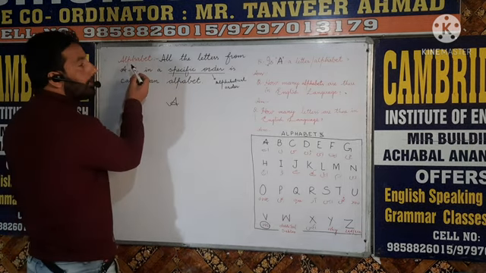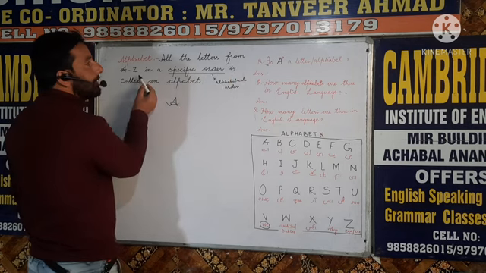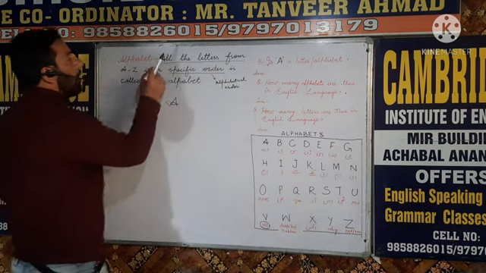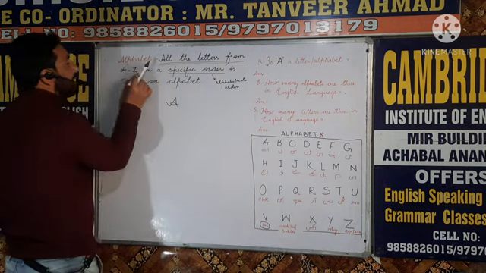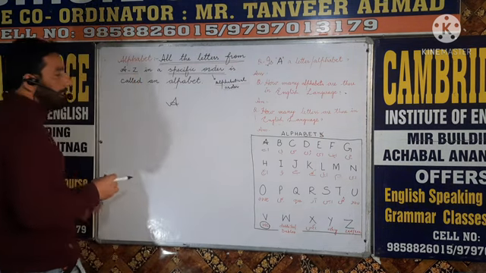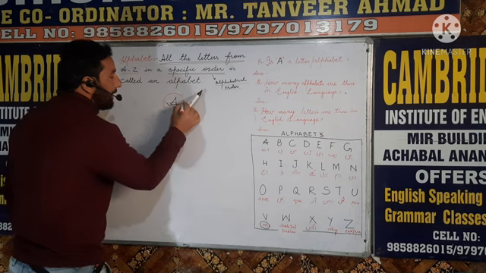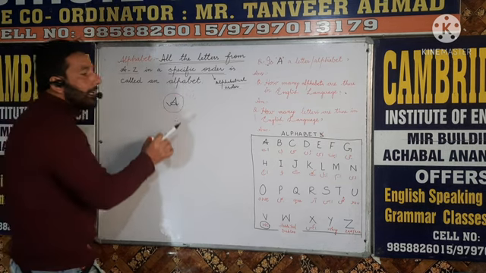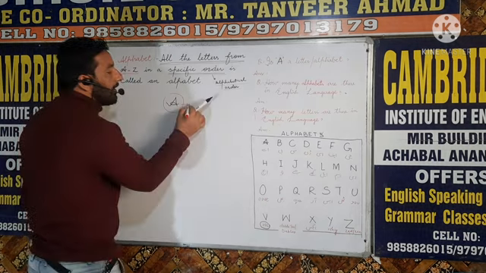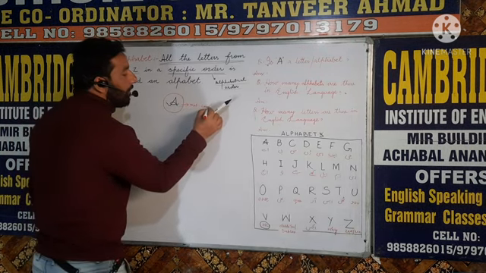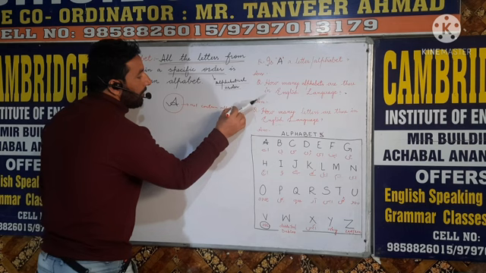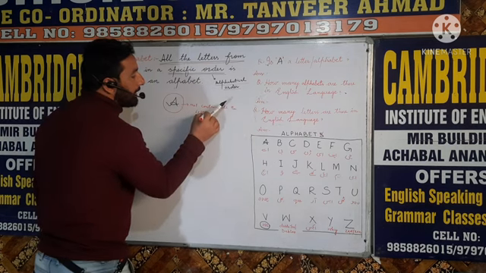Let us see. According to the definition, for an alphabet we must have all the letters from A to Z. Then there should be a specific order, also called the alphabetical order. Now let us look at A. Does A contain all the letters? No, it does not contain all the letters.